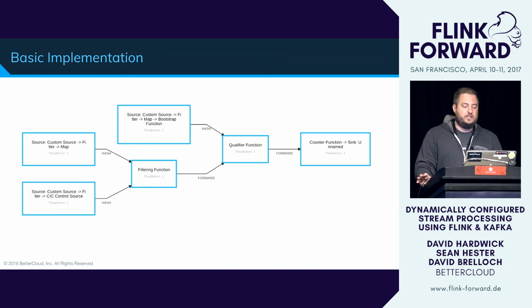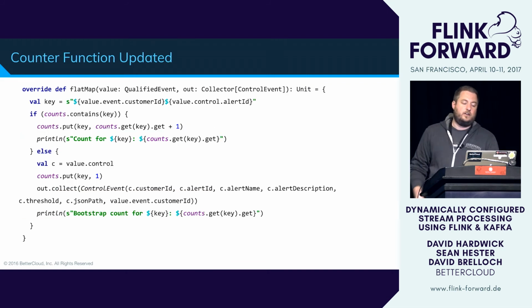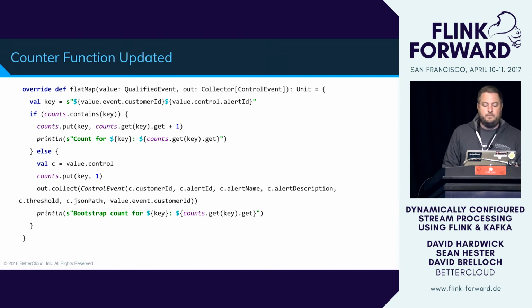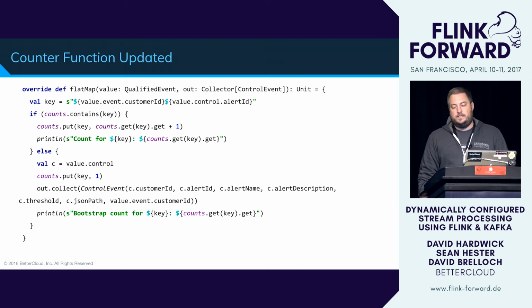So there's a few changes from before. We've got this bootstrap function at the top over the filtering function, and the counter function also has an output sink. So let's look at the changes. This is the counter function, the flat map. The main bit that's changed is in the else. Essentially what we're saying is that if we're putting it in for the first time, we've never seen any events with this before. That means that we likely have stuff historical that we've missed. So we're going to output a new control event, and that bootstrap customer ID that I talked about earlier is going to be populated.